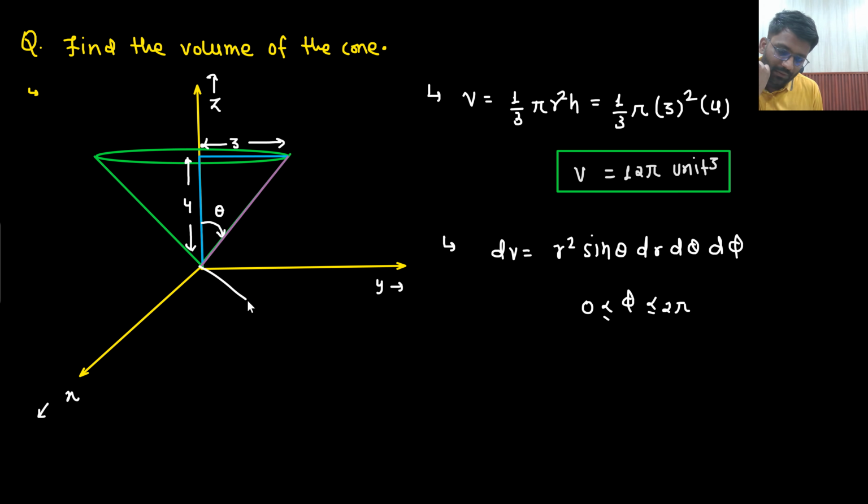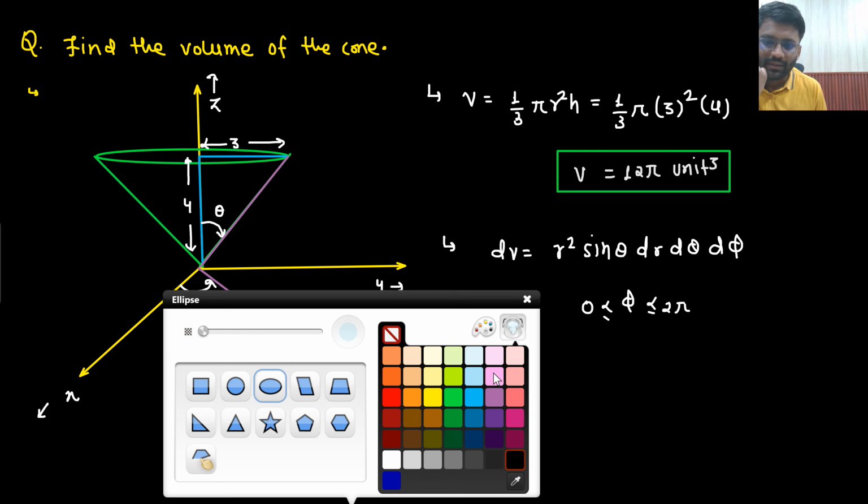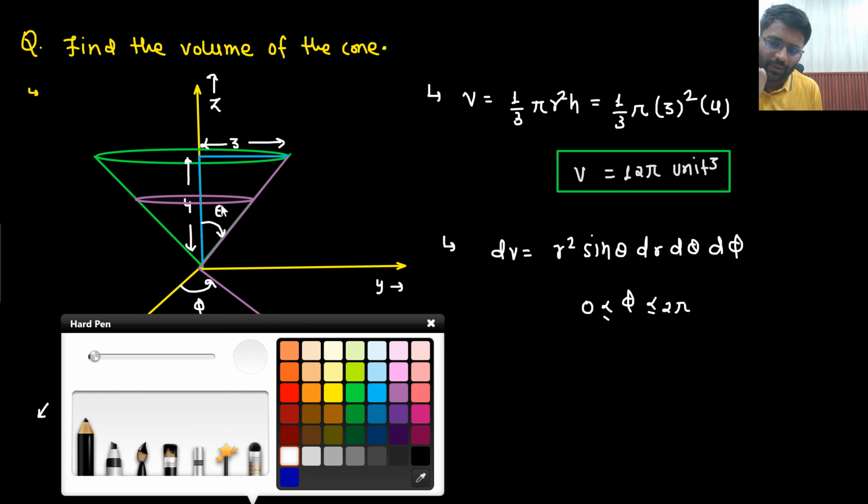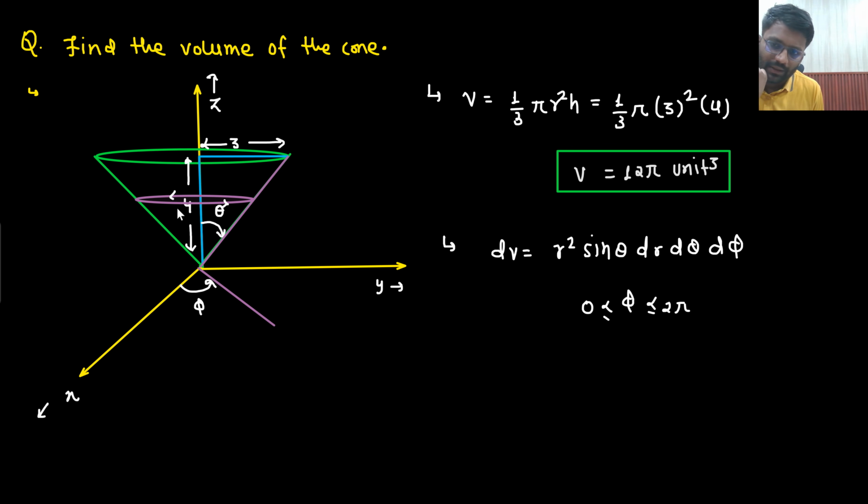Phi is this angle, no? Which angle is phi? Phi is the angle made with the positive x-axis. This is the angle. So let's take any circular path here. In the complete volume, any circular path you take, what is the value of phi? Phi is going from 0 to 2 pi.